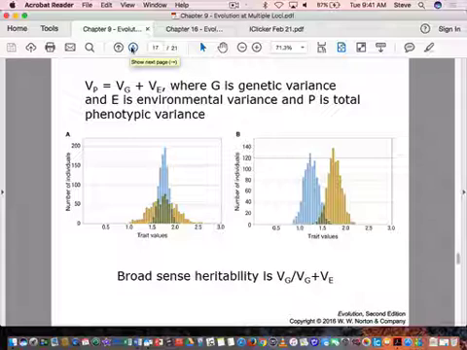Okay, this is just, and I'm not going to ask you to ever calculate this. Broad sense heritability is you take the genetic variance, divide it by the sum of the two, and that tells you, and we'll show you in some sense how we do this. Let's look at these two different graphs.